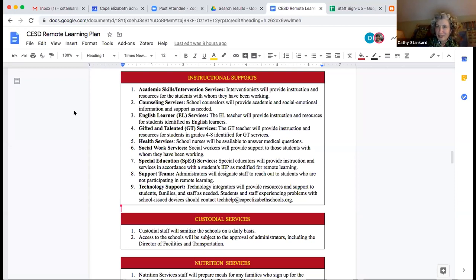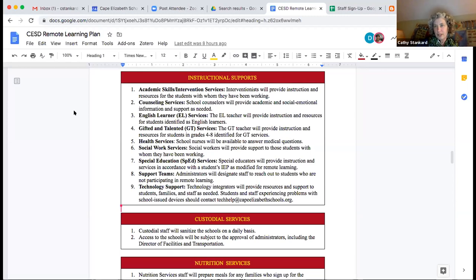Our EL teacher is meeting regularly with her students to provide instruction and resources. And the same is true for our GT teacher, who is providing instruction and resources for the students who've been identified for GT services. Our school nurses are available to answer medical questions. Our social workers are working with the students with whom they were working before remote learning started. As Del mentioned, we've got our special educators working really, really hard to provide instruction and services in accordance with the IEP that's been modified for remote learning.